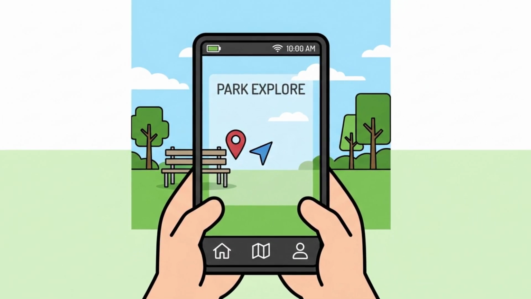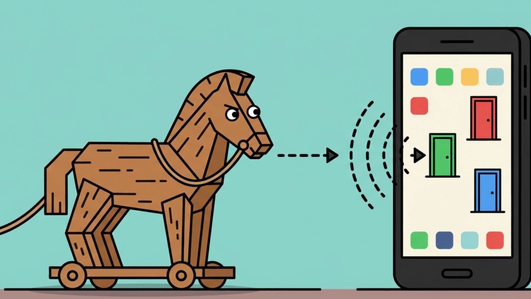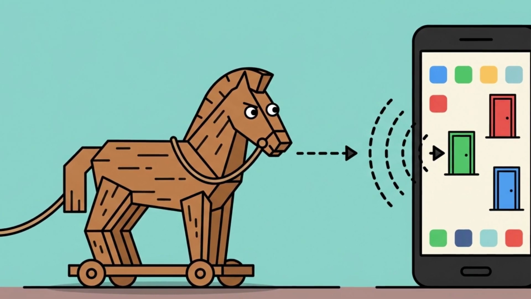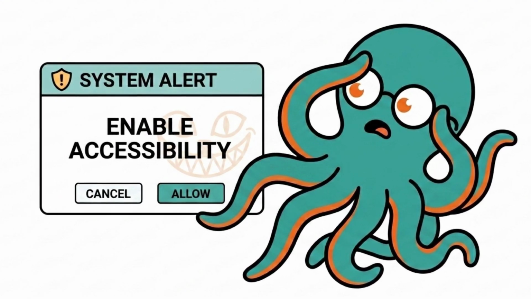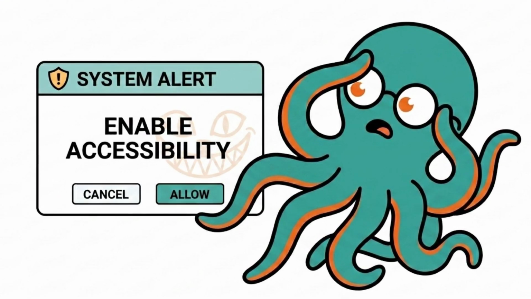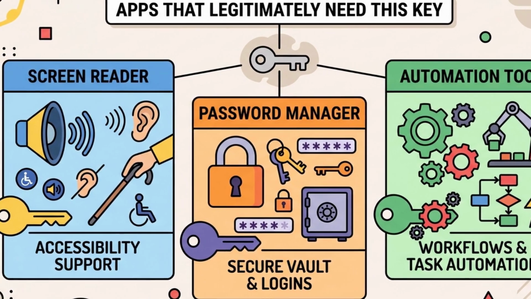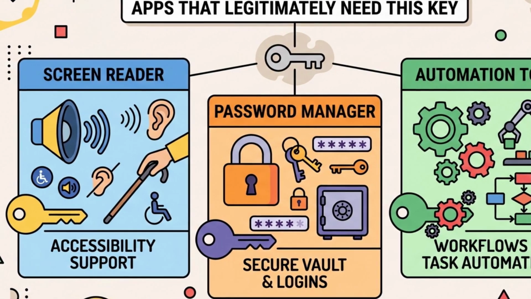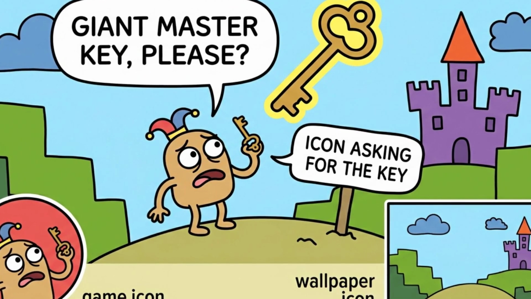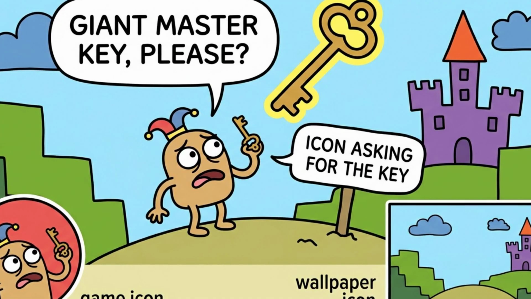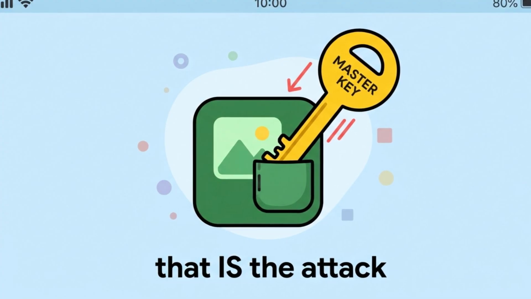This is why nearly every serious banking Trojan on Android goes hunting for exactly this one, usually by showing you a fake screen begging you to enable it. Legitimate apps that need it are rare. Screen readers, password managers, automation tools you deliberately installed. If a game or a wallpaper app asks for accessibility, that isn't a feature request. That's the whole attack.